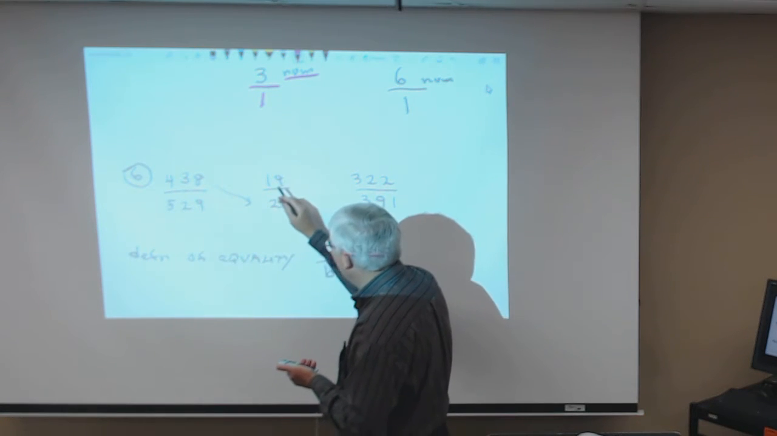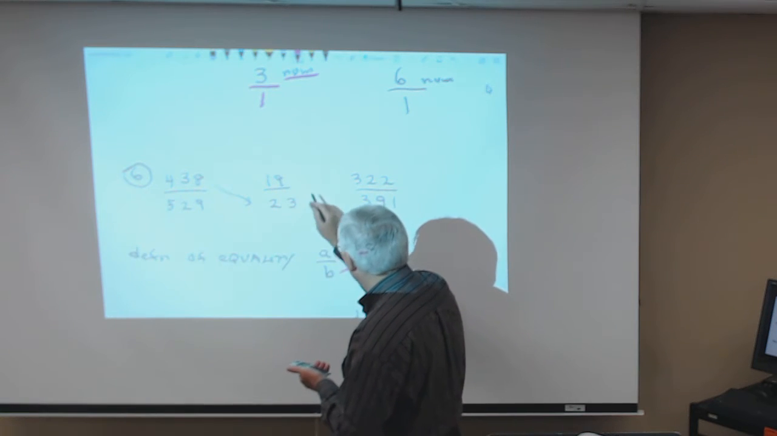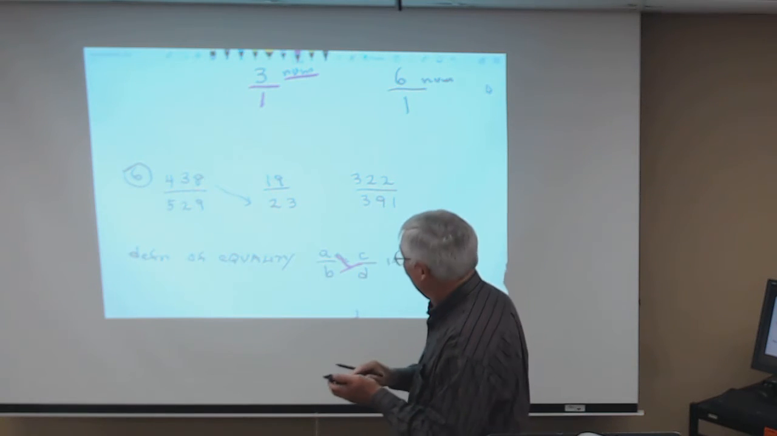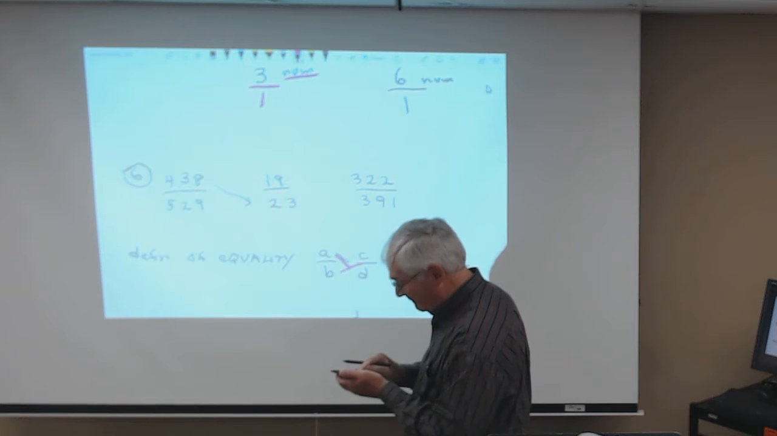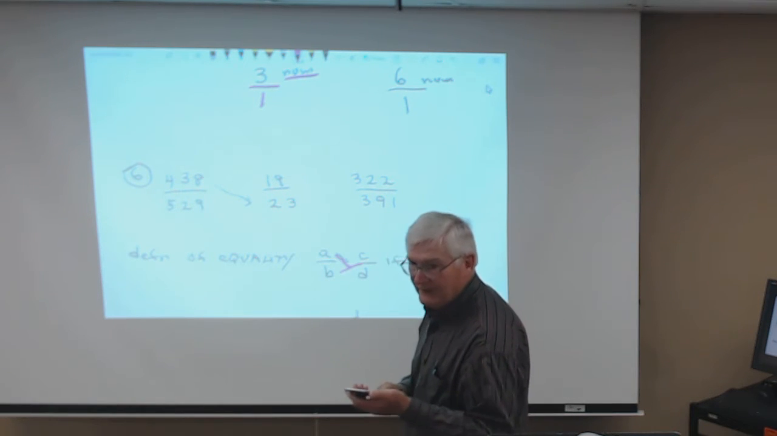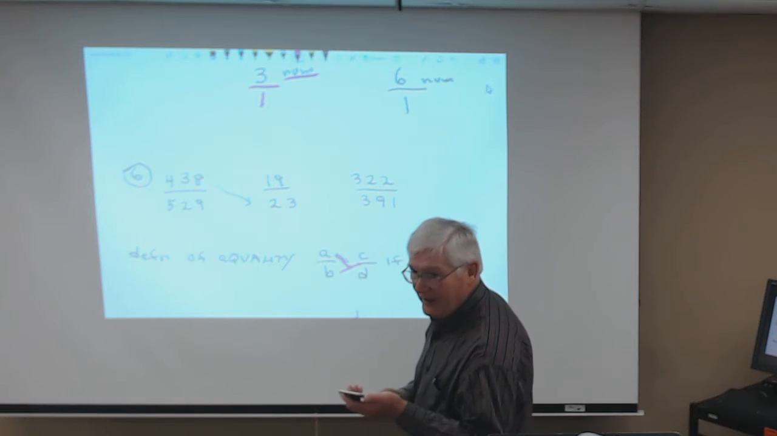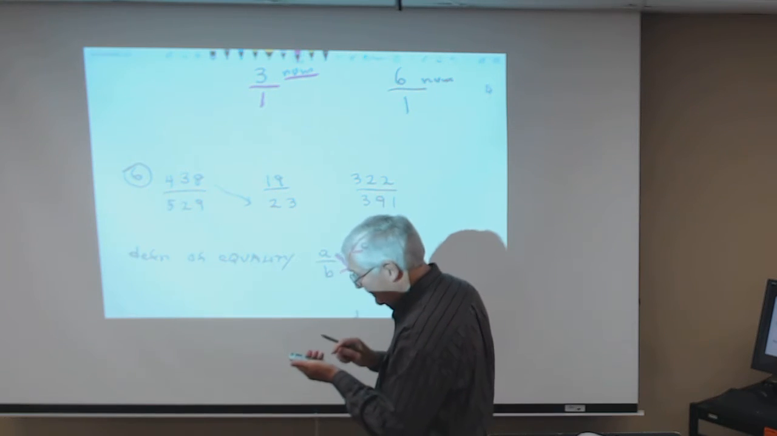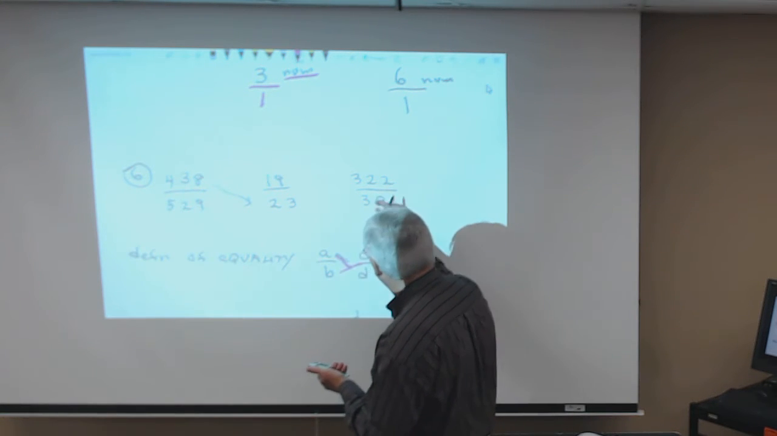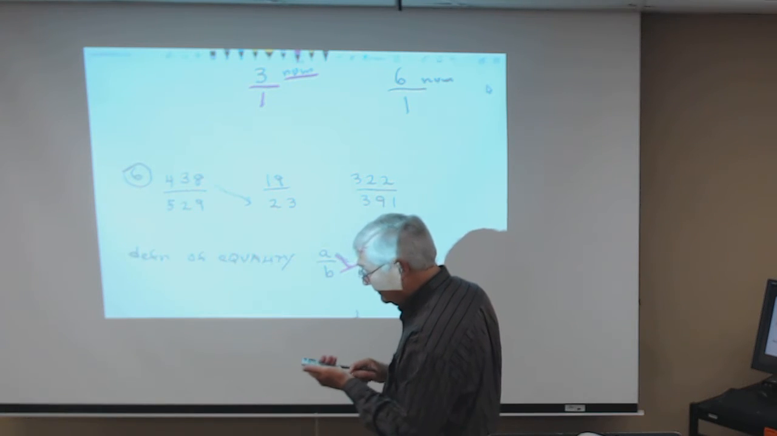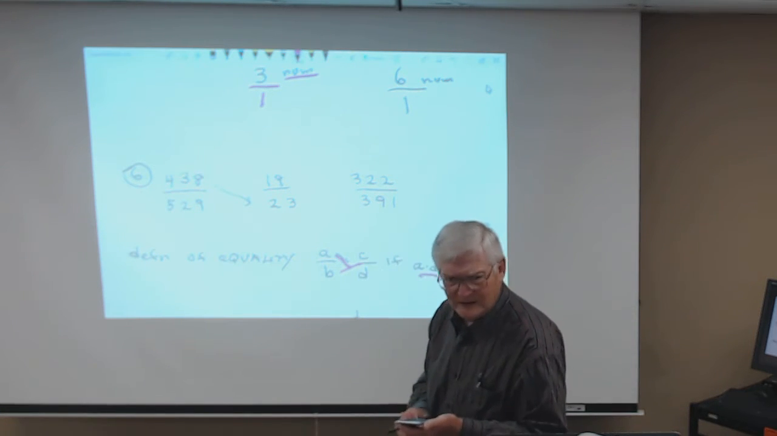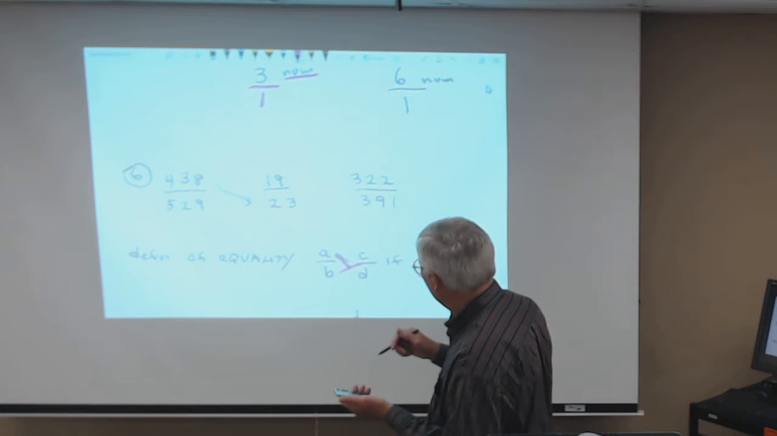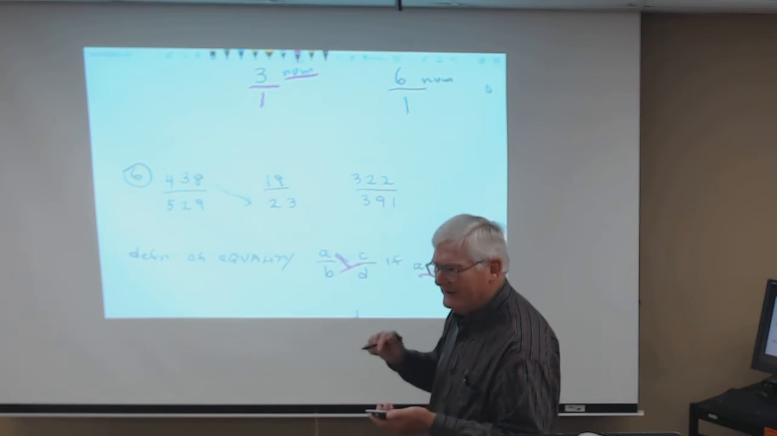Then let's try these two. 19 over 23 and 322 over 391. 19 times 391 equals, what'd you get? 7,429. Write that down. 7,429. Then I take 23 times 322 equals 7,406. Is that what we got before? What was the other answer? Was it 7,429? So those don't match either.